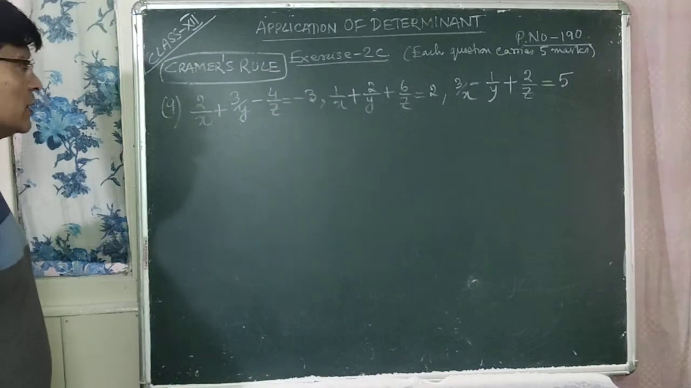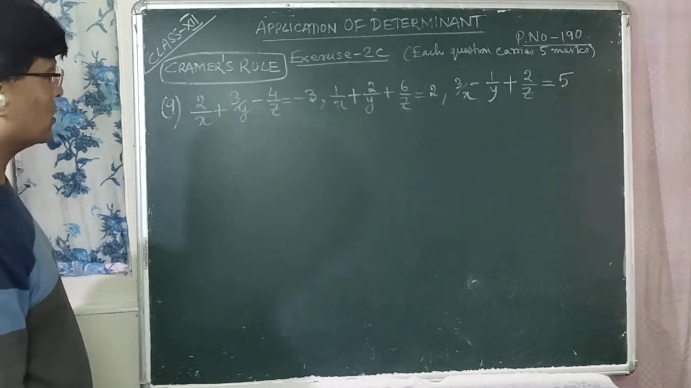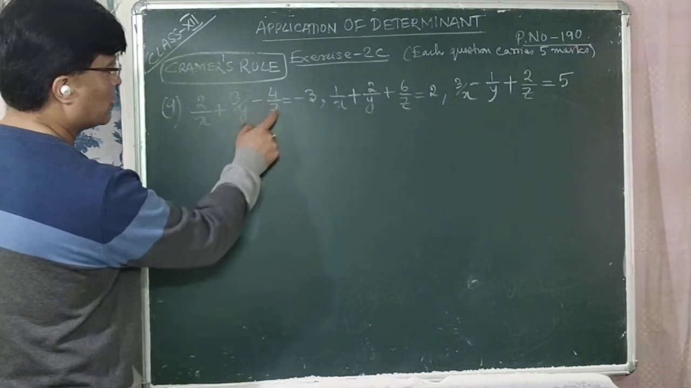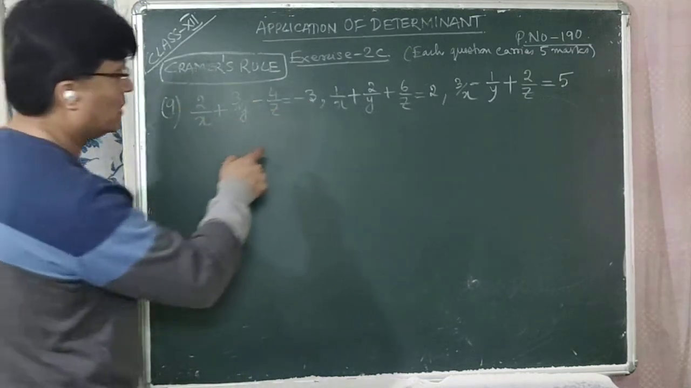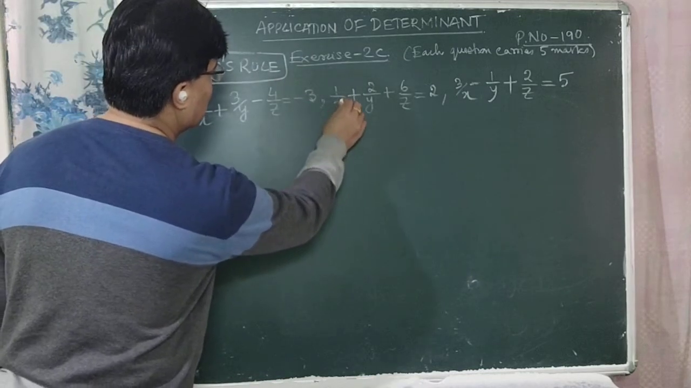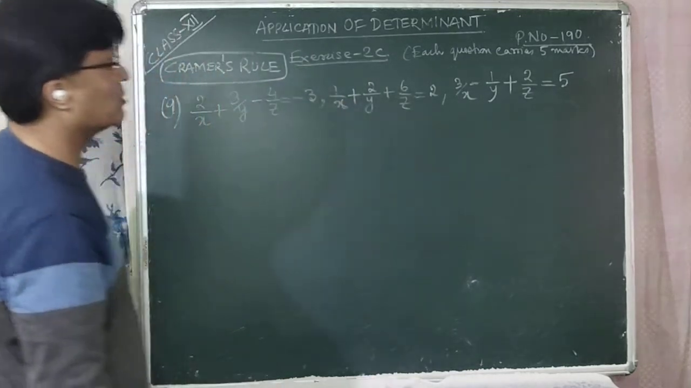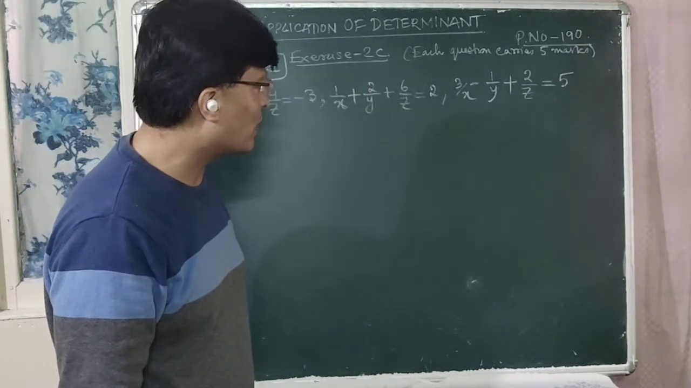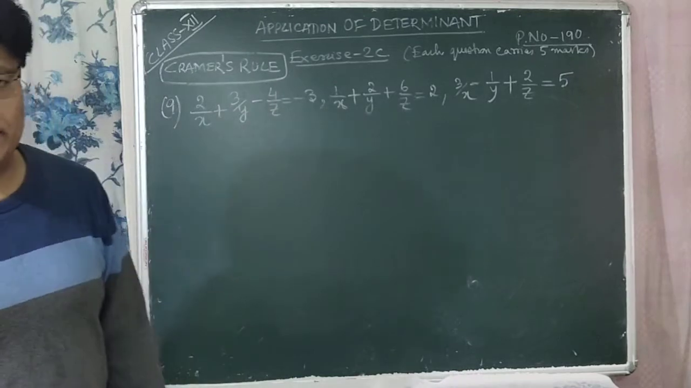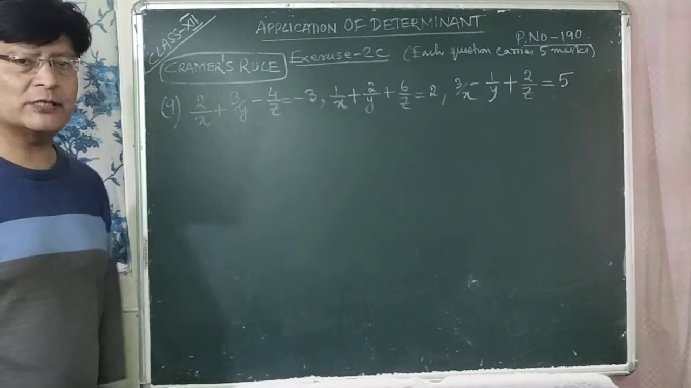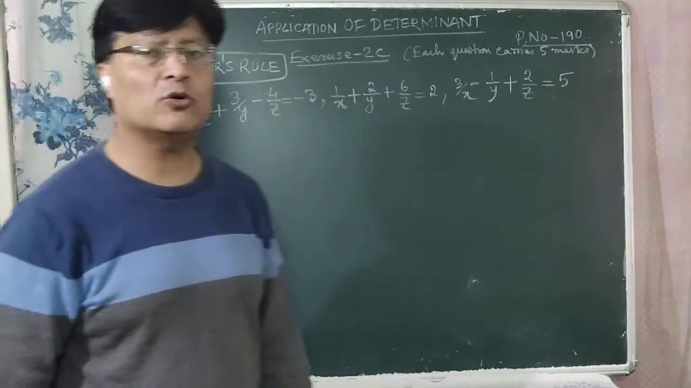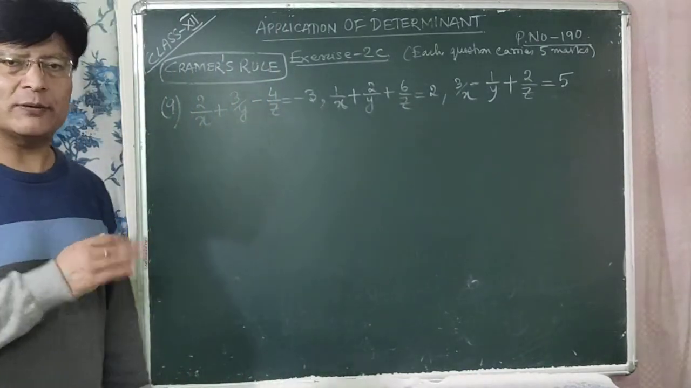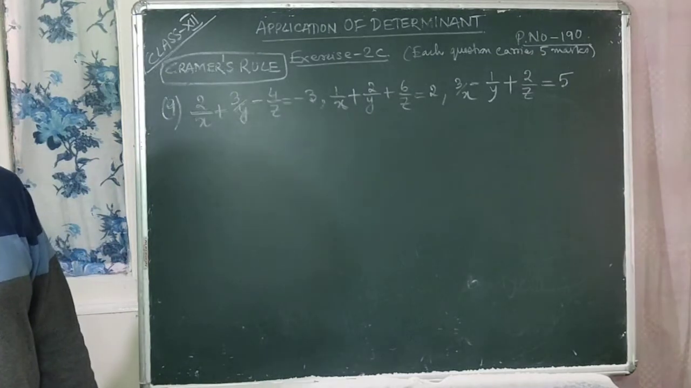Now the given equations are 2 upon x plus 3 upon y minus 4 upon z is equal to minus 3. The second equation is 1 upon x plus 2 upon y plus 6 upon z is equal to 2. The third equation is 3 upon x minus 1 upon y plus 2 upon z is equal to 5. You have to solve these 3 equations with 3 unknown quantities x, y and z, and get the values of x, y and z.